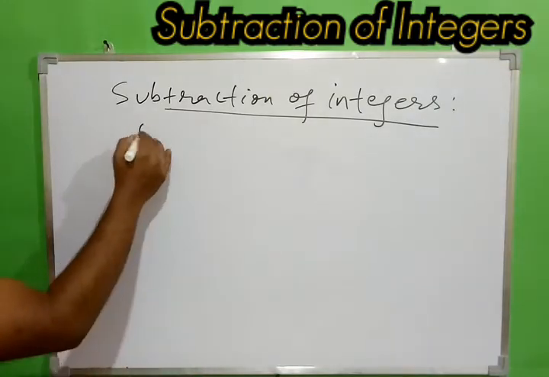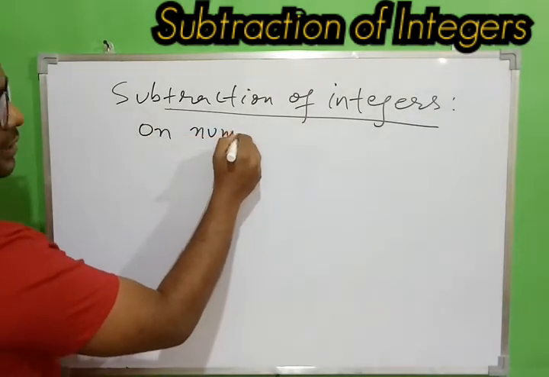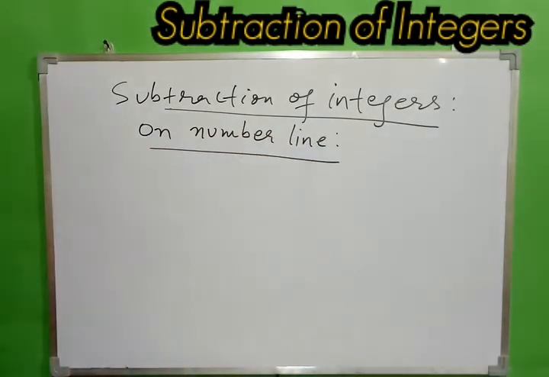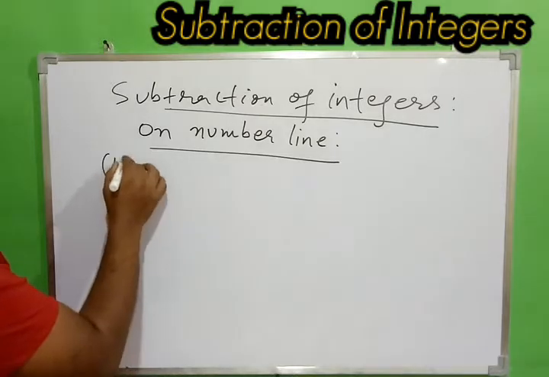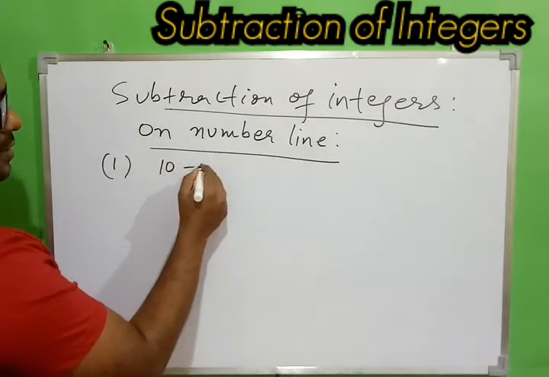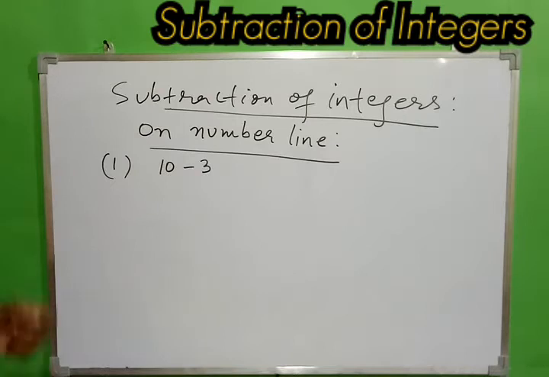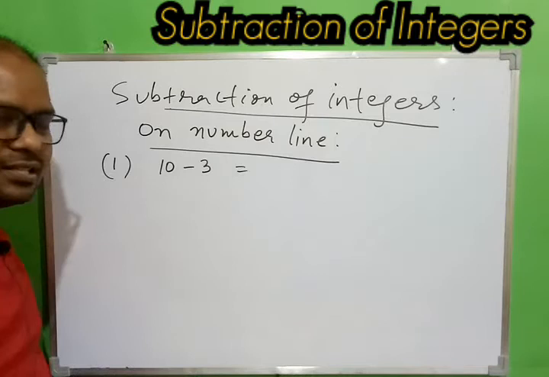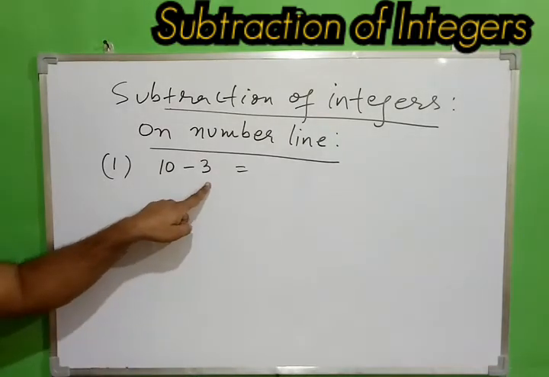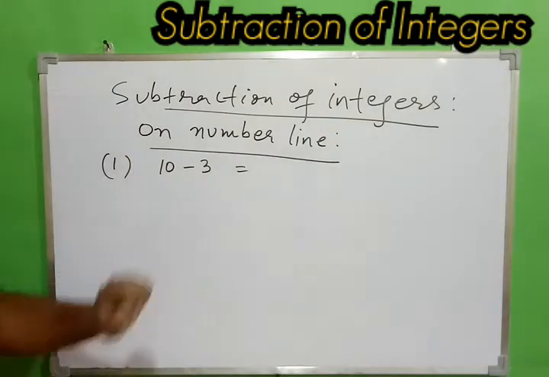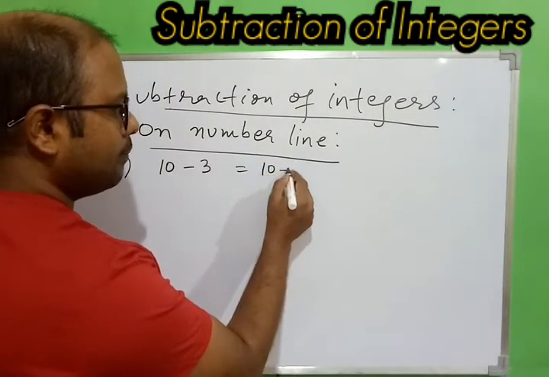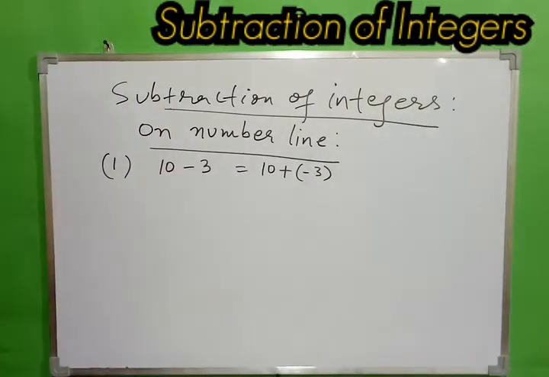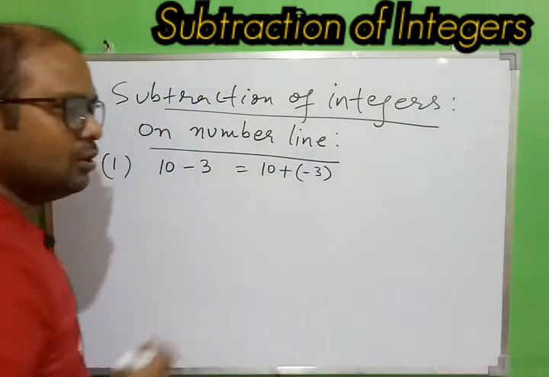So let's do the same thing on number line, and we'll take more examples later on. Okay, so let's take 10 minus 3. So how to show this subtraction on the number line? So very first we have to convert this into addition. That is, in place of 3 we'll take minus 3, in place of minus we'll take plus. So this will become 10 plus minus 3. Yes or no? And now we know what is to be done on the number line.